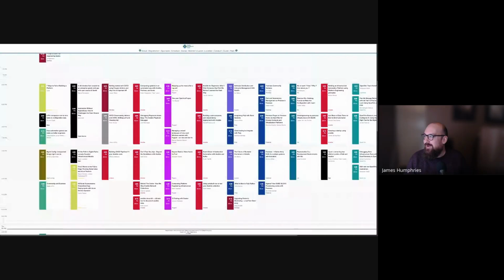I would like to share this. They don't have a horizontal scroll bar, so please bear with me. We are all the way on the right over here.